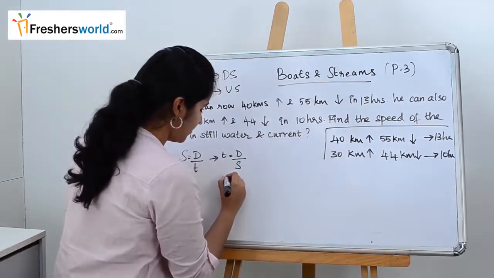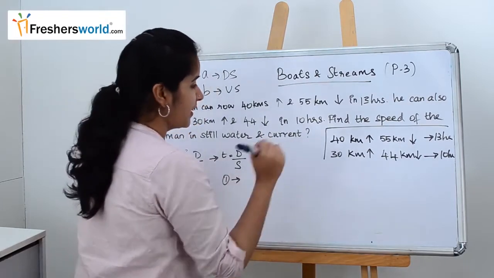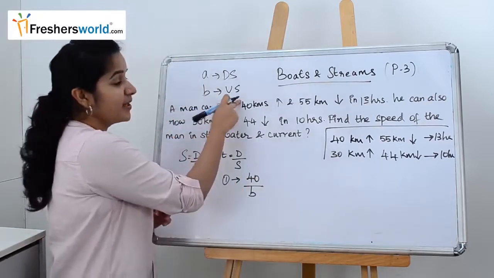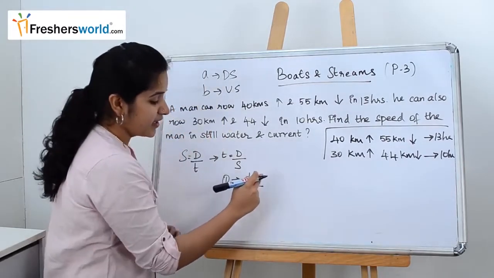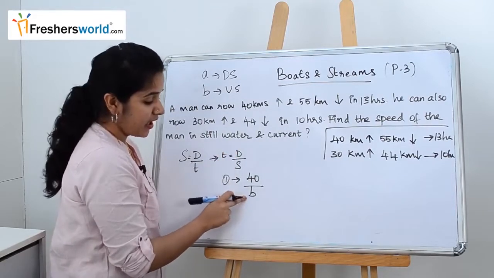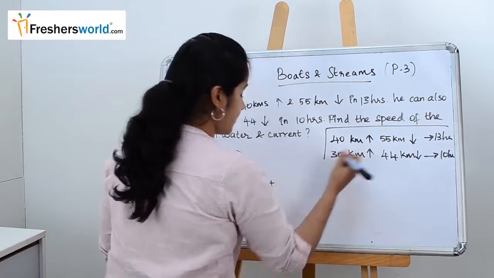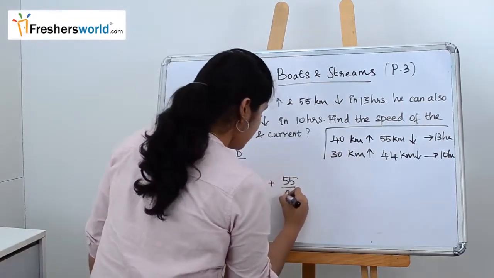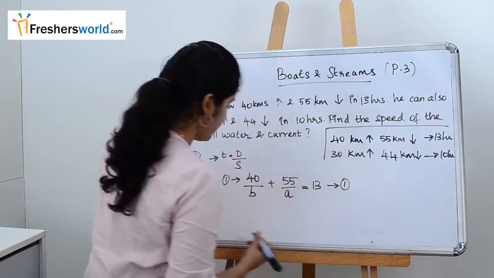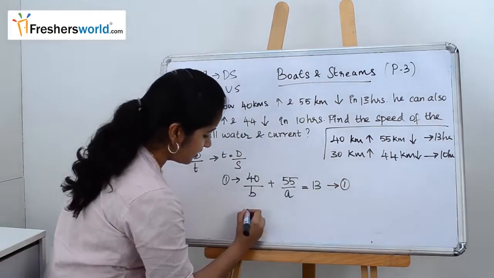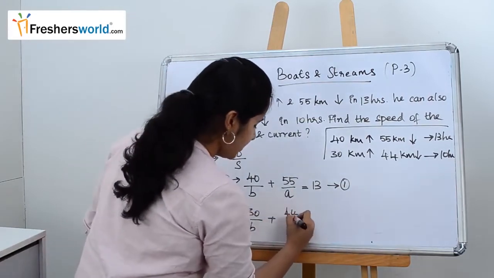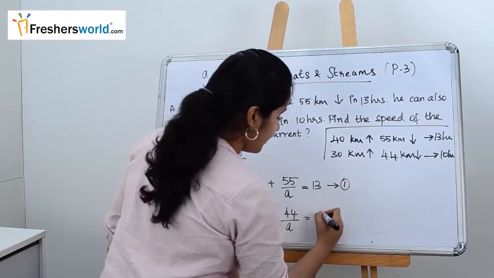So let's take equation 1. 40 kilometers upstream, so 40 by b. Why b here? We denote b as upstream. Why do we write it as 40 by b? 40 is the distance and b is your upstream speed, plus 55 kilometers downstream, which is 55 by a, equal to 13 hours. So this is equation number 1. Similarly, the second equation is 30 by b plus 44 by a, which can be covered in 10 hours.